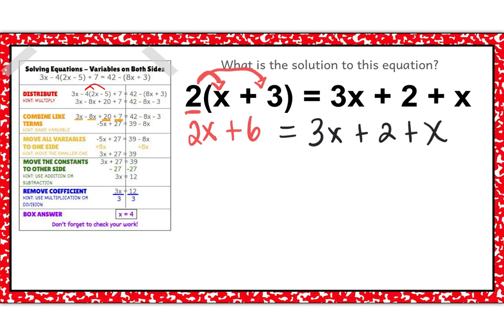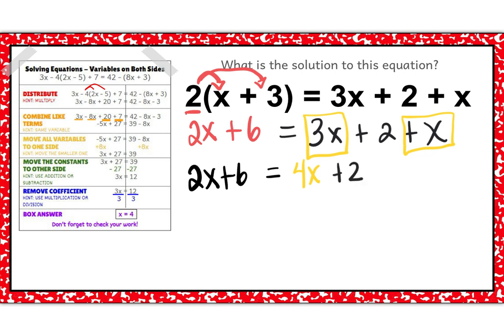Step 2 is to combine like terms if possible. So like terms are kind of individual. You want to think same variable or number without variable on the same side. So I'm going to look to the left and see if there's any like terms. So 2x plus 6 is not like terms, so I can go ahead and bring that down. However, on the right, I have the 3x and another positive x, so I can combine that to be 4x. And then the 2 did not have any like terms.